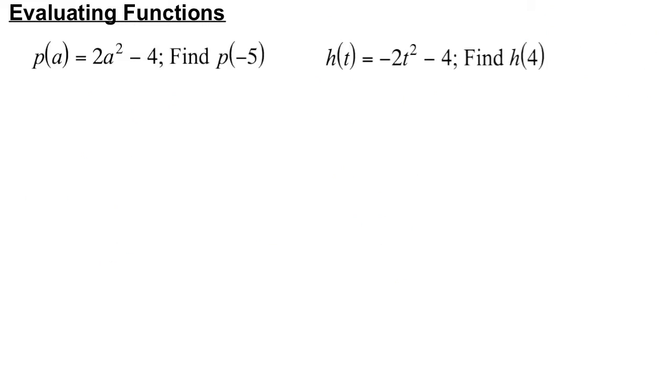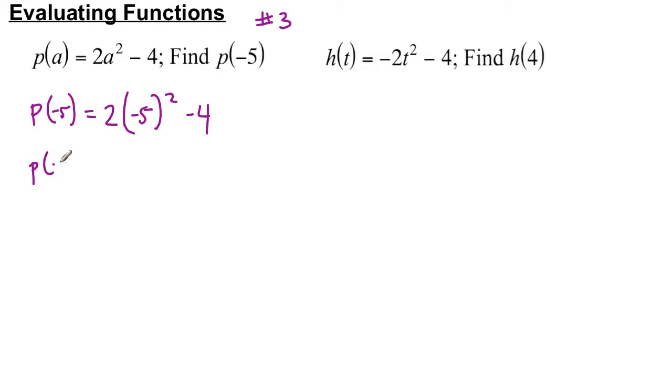And then the last problem type, we'll call this number 3, is when we have something like a squared, and it gets just more complicated, with a coefficient in front of that. So the first one, p of a is 2a squared minus 4. We want to find p of negative 5. So we say p of negative 5 is equal to 2, and then in parentheses, negative 5 squared, minus 4.